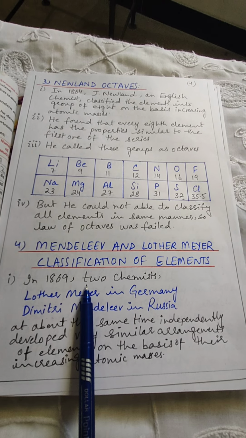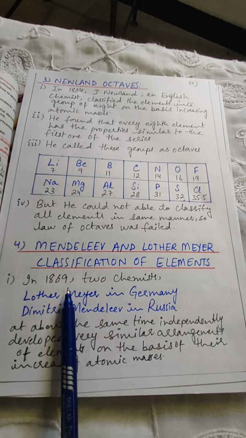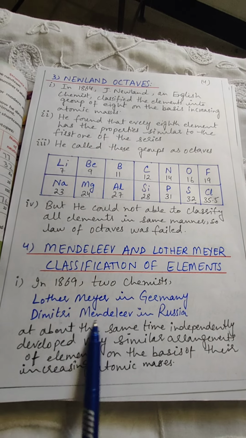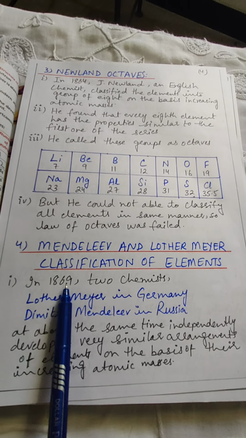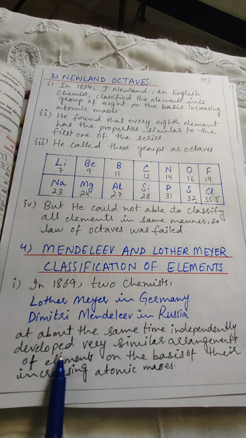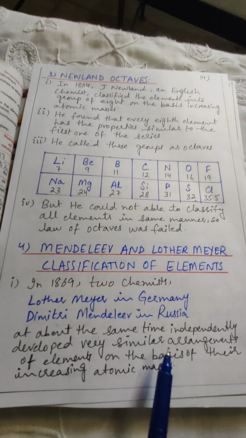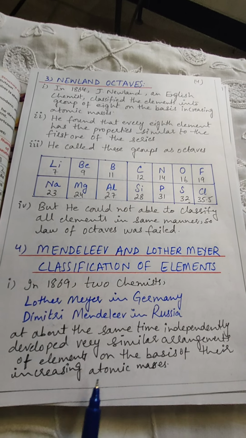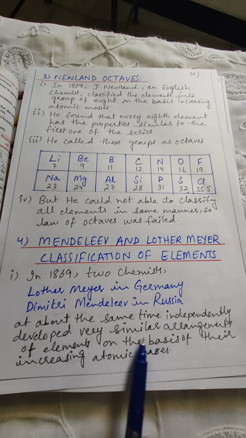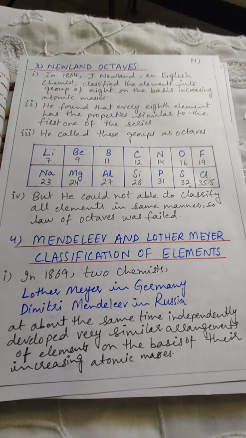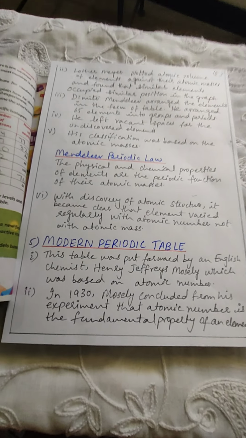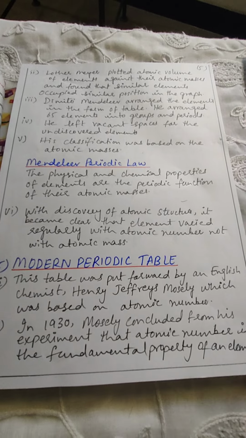At the same time, both scientists, Lothar Meyer in Germany and Dmitri Mendeleev in Russia, presented their classification in the year 1869, about the same time, independently. They developed very similar arrangements of elements on the basis of their increasing atomic masses. According to these two scientists, atomic mass is the fundamental characteristic of each element, so they decided to classify the elements on the basis of increasing atomic masses.